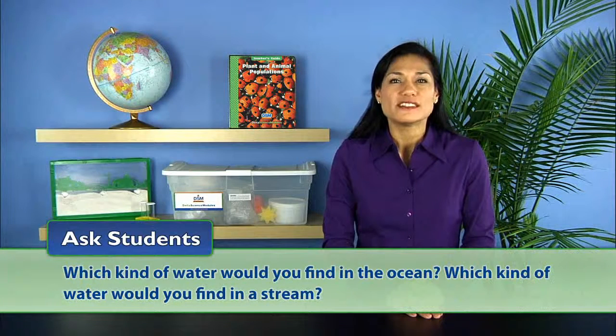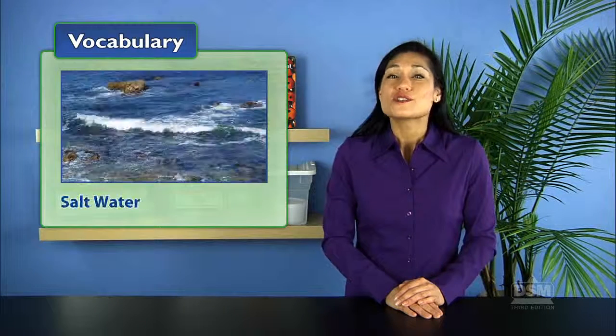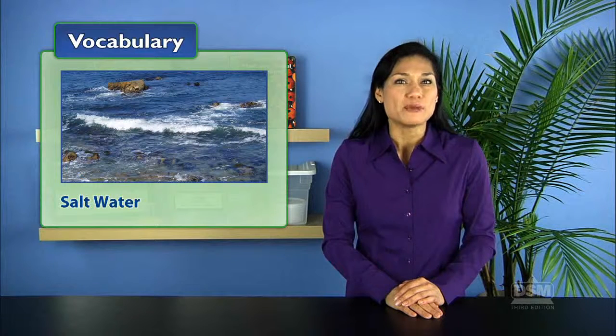Next, ask students, which kind of water would you find in the ocean? Which kind of water would you find in a stream? Most students will know that ocean water is salty, and water in brooks and streams is not. Explain that fresh water does not have salt in it and comes mostly from lakes and rivers and streams. Salt water, which contains salt and other minerals, comes from the oceans and a few inland lakes. Go on to explain that some living things prefer fresh water and others prefer salt water.